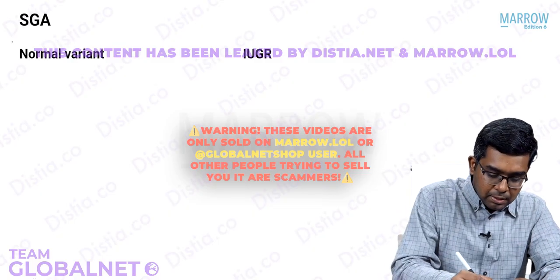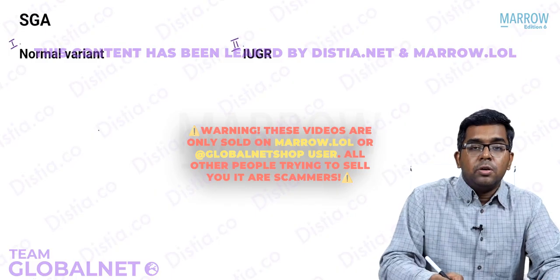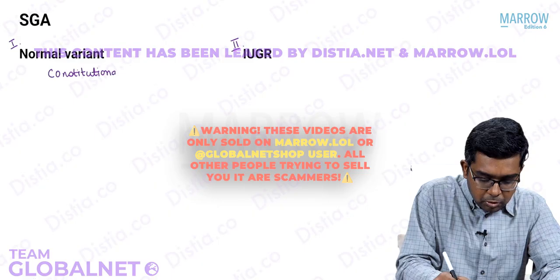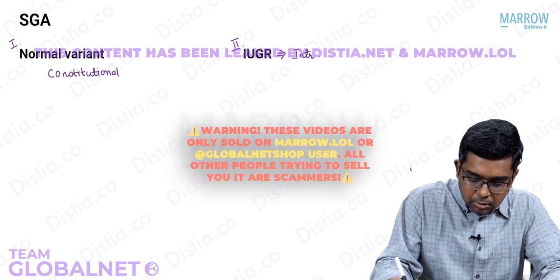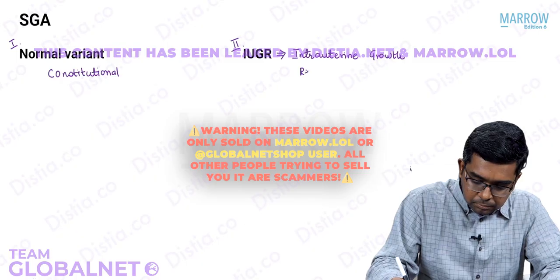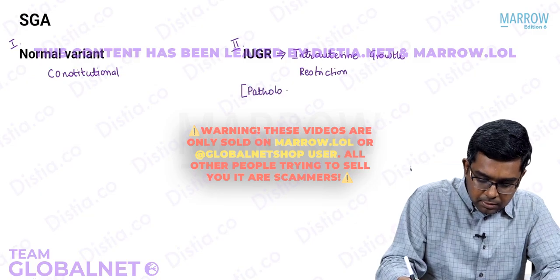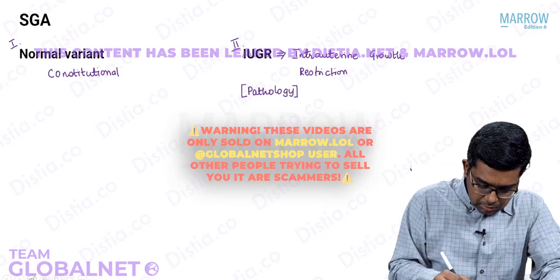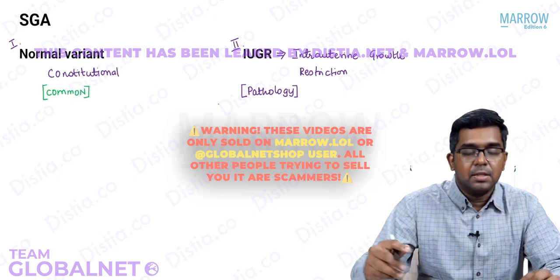Very important. That is why you can see that there are 2 categories of small for gestational age. One is the normal variant baby and the other one is the IUGR baby. The normal variant baby is also called constitutional small for gestational age. Whereas for the IUGR baby, what does IUGR stand for? Intrauterine growth retardation, or we can also call it intrauterine growth restriction. It is always associated with some pathology. Whereas constitutional SGA is a normal variant, which is more common. Constitutional small for gestational age is always more common when compared to intrauterine growth restriction. This is the first learning point to be remembered.